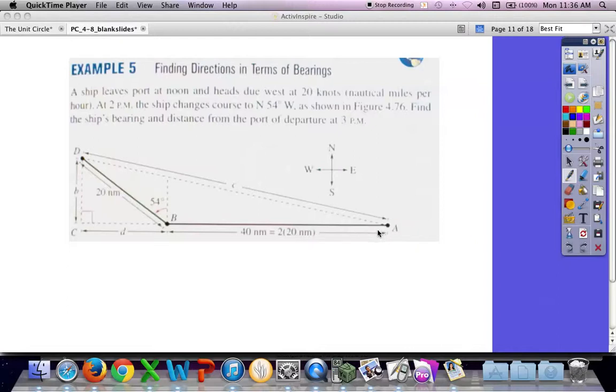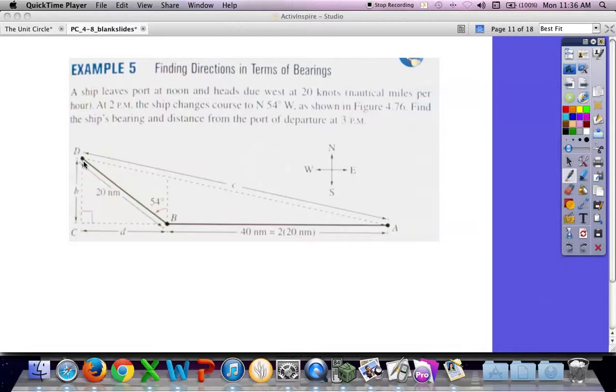I believe you'll follow my cursor here. Due west at 20 knots, that means 20 nautical miles per hour. At 2 p.m., that means after 2 hours, it changes direction to north 54 degrees west, as shown in the figure. And at 3 p.m., which is 1 hour later, it's somewhere up here. They're saying find the ship's bearing and distance from the port at 3 p.m.